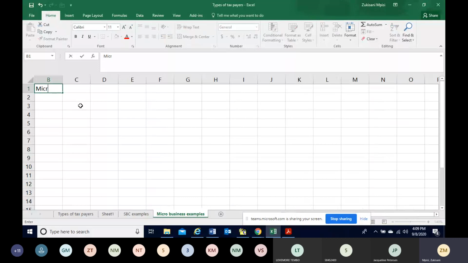So this is micro business examples. We are quickly going to look at the examples that we are going to try to apply. I am going to try and type very quickly the question at hand.